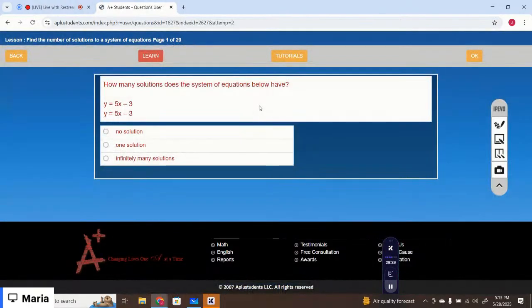How many solutions does the system of equations below have? y equals 5x minus 5 and y equals 5x minus 3. So the equations are identical, right? We have the same slope, same y-intercept. So that means they have infinitely many solutions. Option number three is the correct option, that is infinitely many solutions.